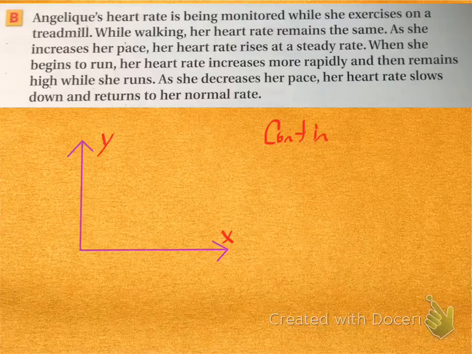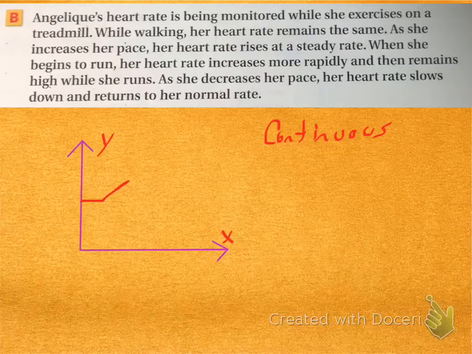Now we actually have to draw it. So let's reread it. Angelique's heart rate is being monitored while she exercises on a treadmill. While walking, her heart rate remains the same. So instead of starting out at 0, let's start about right here. So she's walking. As she increases her pace, her heart rate rises at a steady rate. So we're going to slant up.